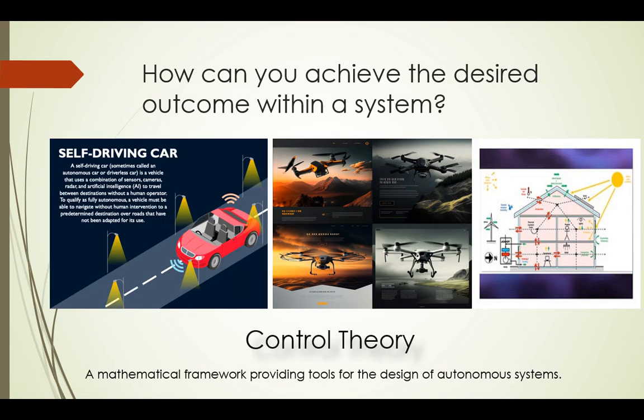One of the important questions that we need to ask is how can you achieve the desired outcome within a system? For example, we have applications like self-driving cars, drones, and efficient buildings where you can efficiently utilize the energy within a building. To do all these things, we need control theory. So what is control theory? Control theory is a mathematical framework providing tools for the design of autonomous systems.